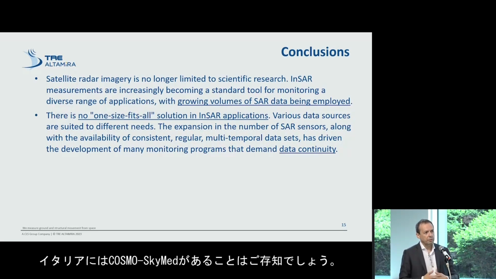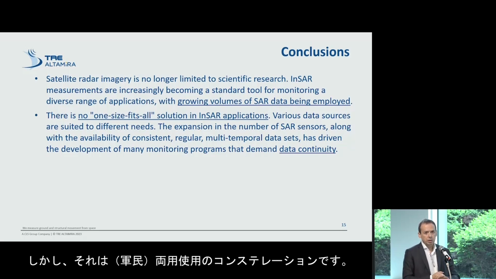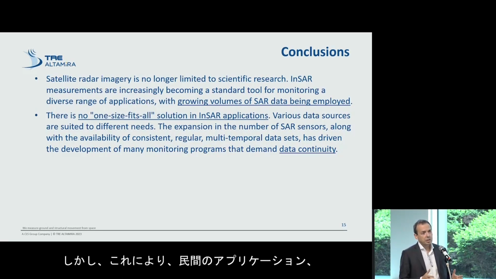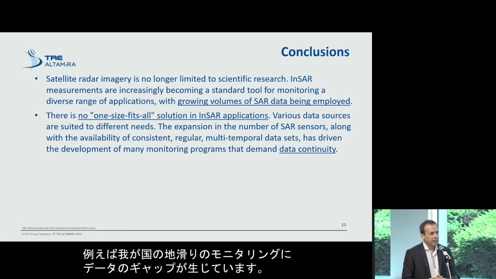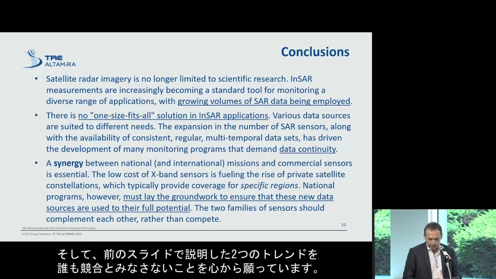In Italy, we have COSMO-SkyMed. The Italian Space Agency invested billions, and it's good, but it's a dual-use constellation, and sometimes we have special requests from our army, and of course it makes sense because it's a dual-use constellation. But this is creating data gaps for civilian applications and the monitoring, for example, of landslides in our country. So data continuity is critical, and I really hope that no one will consider a competition the two trends I've tried to describe in previous slides.